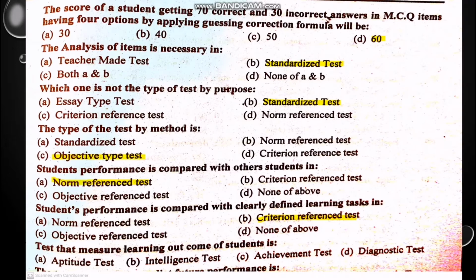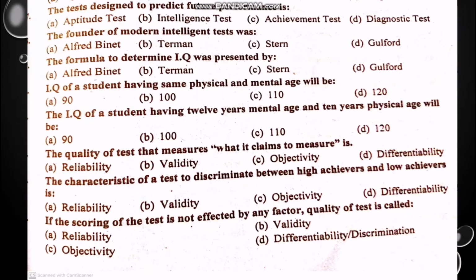Test that measure learning outcomes of student is aptitude test, intelligence test, achievement test, diagnostic test. So the right option is achievement test. The test designed to predict future performance is aptitude test, intelligence test, achievement test, diagnostic test. So the right option is aptitude test. The founder of modern intelligence test was Alfred Binet, Terman, Stanford, Guilford. So the right option is Alfred Binet.